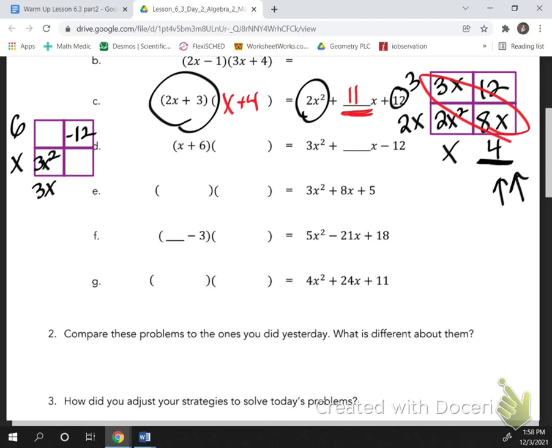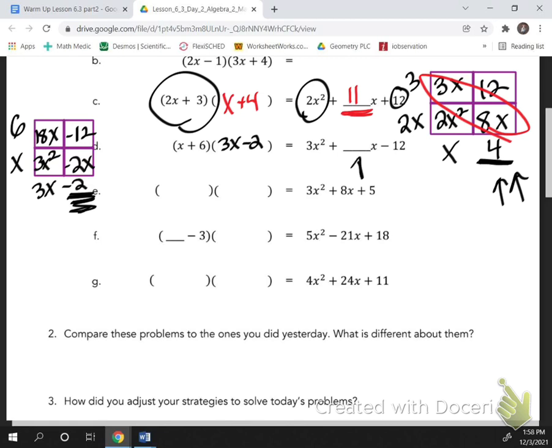3x, good. 3x times 6, what's that? 18x. Good. And then what has to go here? Negative 2. Right, a negative 2 to make this a negative 12. So this is going to give us negative 2x. And now I know my other factor. 3x minus 2.